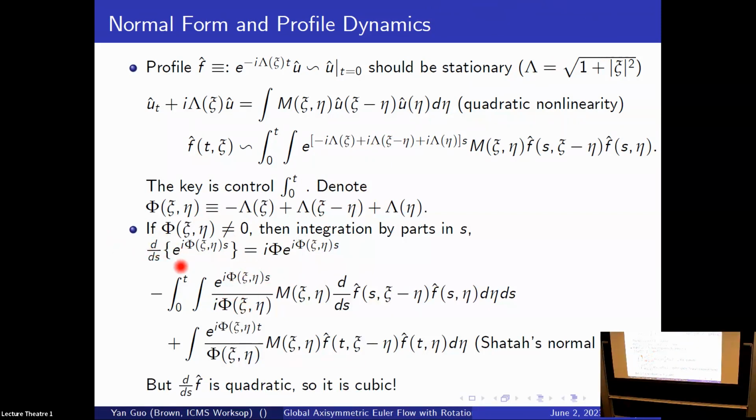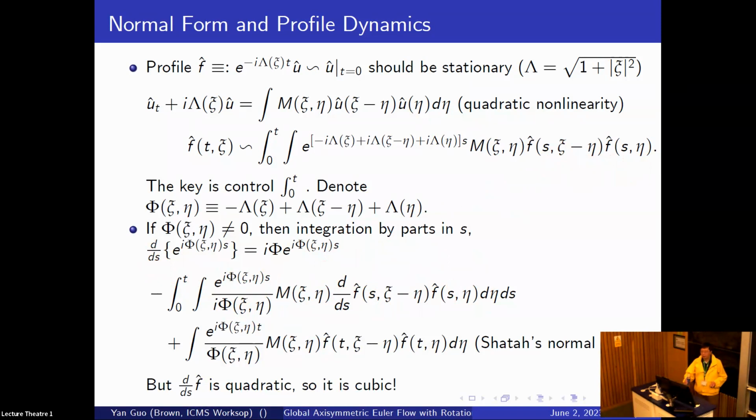So now I can divide it through, and now I can do integration by parts in s. If I do that, there's one term hitting on the other integrand, which I will write in this form. And then there are also two boundary terms, at t equal to 0 and at t. We don't worry about the t equal to 0 term, and then this is the term at t. Turns out this is nothing but exactly what the normal form Shatah constructed. So this is exactly his normal form. That's the explanation of his somehow mysterious method. Okay. So as long as your interacting phase is non-zero, then you can make his process.